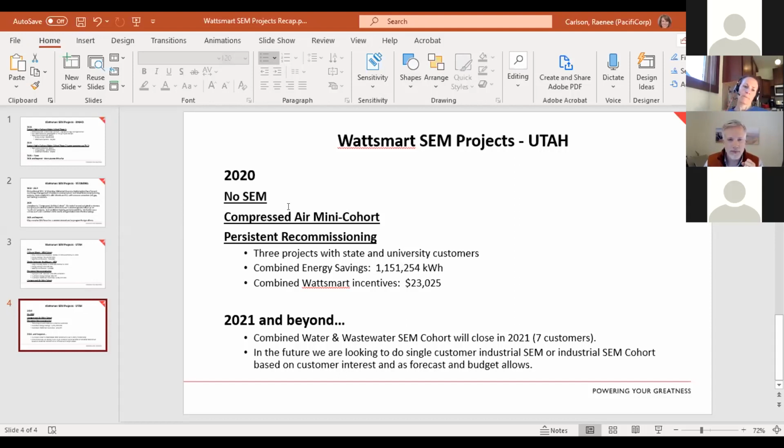And then in the future, we're just going to keep looking for opportunity. We know that we can do more single customer SEM. We know that we can do different types of cohorts, potentially a manufacturing cohort or something like that. But we have been focusing on the water wastewater to where we feel like we want to move on to different customer sectors and see what we can do with other customers. But as usual with program management, it's always as forecasts and budgets and customer interest allows. So our 2021 pipeline is really strong. We're probably looking to have something close in 22 or beyond for Utah.